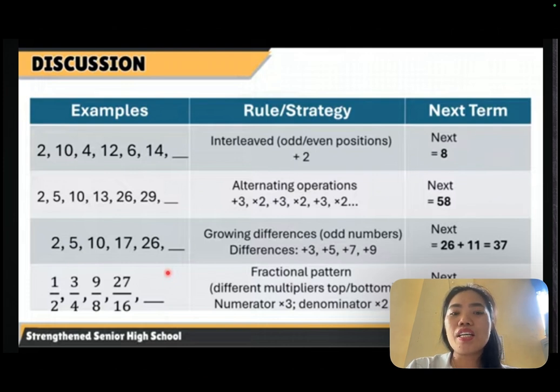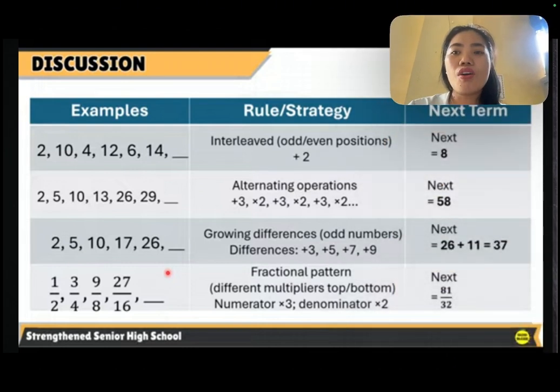Okay, next we have 2, 5, 10, 17, 26. That's the sequence. The rule or strategy is growing differences, odd numbers. The differences will be 3, 5, 7, 9. So the next term will be 26 plus 11, which gives us 37.